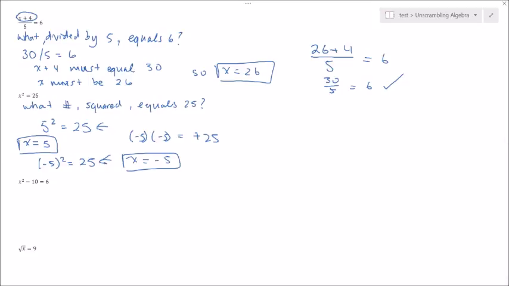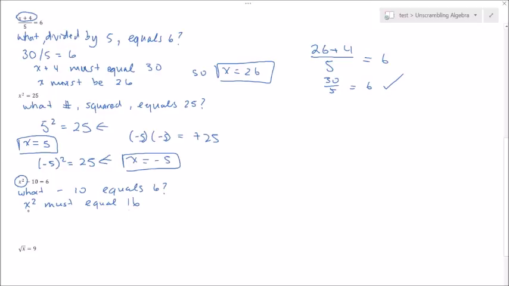So now let's combine a couple of things here. Let's look, for example, at the next problem here, where we have x squared minus 10 is equal to 6. So again, let's just kind of isolate this portion of it and say, okay, what minus 10 equals 6? And the answer to that we should know is 16. So x squared must equal 16 in order for this equation to be true.